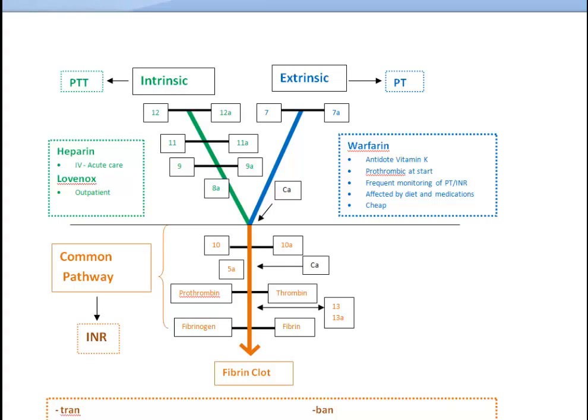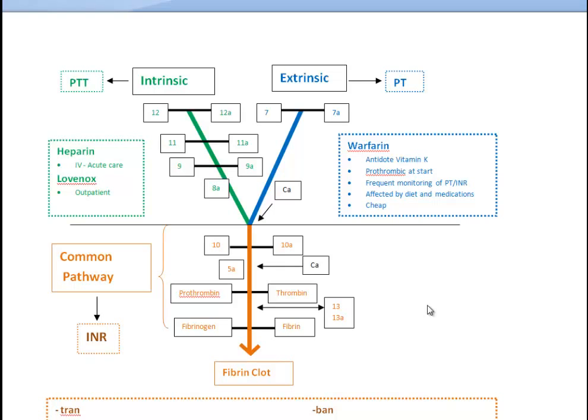I wanted to go over just a little bit about the physiology of clotting. This is not intended to be a comprehensive review, just an overview. There's a lot more you can study and learn about the clotting cascade, but I'm intending this as a quick review so that you can get started on studying for your anticoagulation.